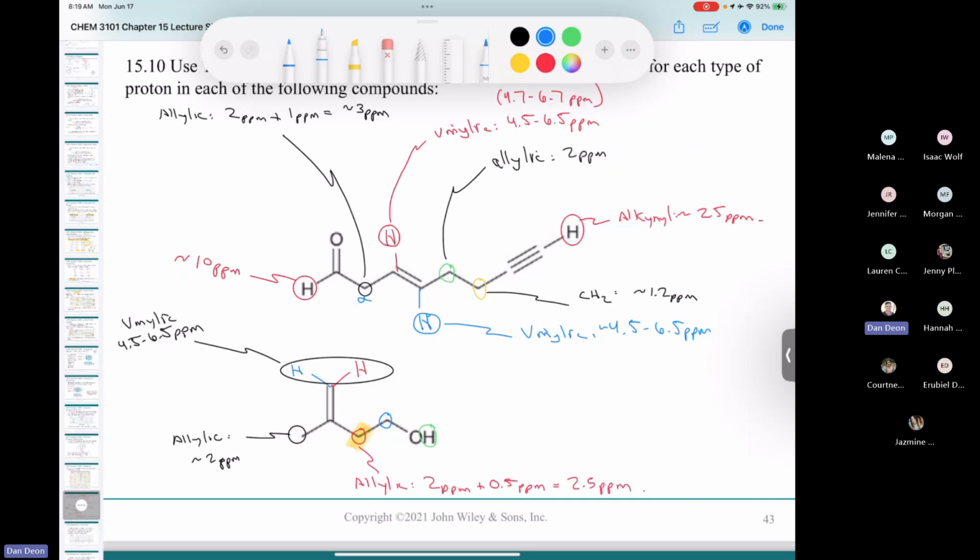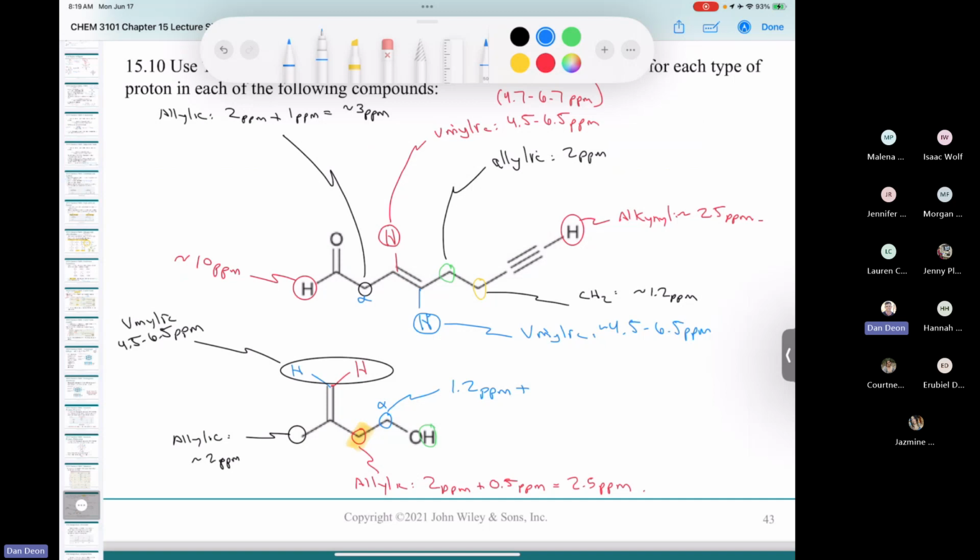Now, what about the blue ones? Okay, the blue ones are just a methylene. They're not allylic protons, they're not vinylic protons. So remember, the baseline for a methylene was 1.2 parts per million, but these ones are alpha to the oxygen of the alcohol. So we're going to add how much?